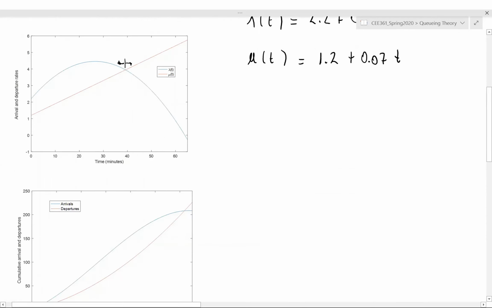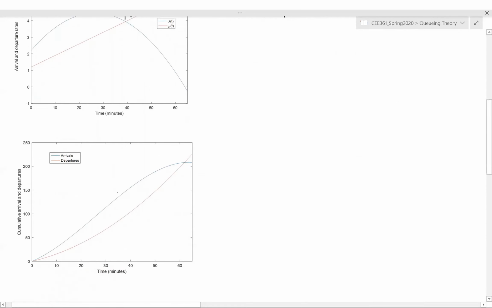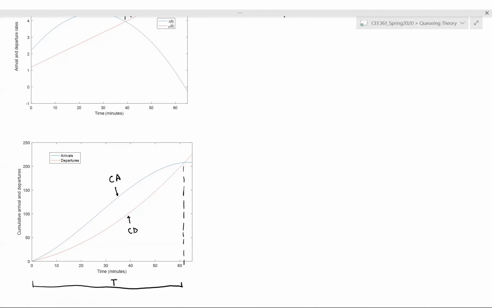So what we need to do is to write a function for the cumulative arrivals and another function for the cumulative departures. And we need to figure out at what point in time these two curves intersect. That's basically the same thing we did in the previous problem. We need to find those functions.